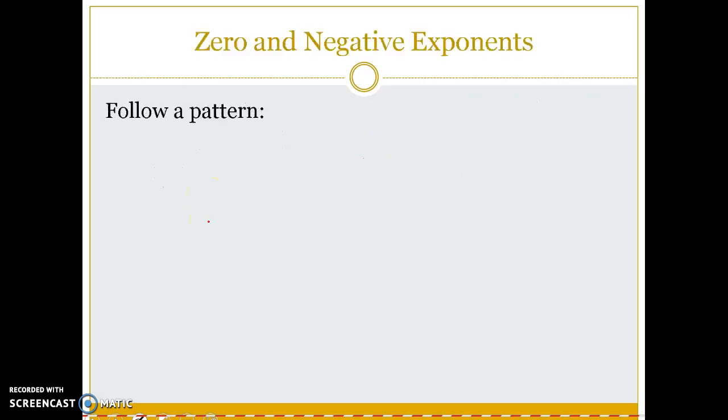So we're going to talk about what happens specifically when you have a 0 exponent and a negative exponent. We're going to do this by following certain patterns. We're going to start with 2. Let's say we start with 2 to the first power. We have 2 to the second power, 2 to the third power, and 2 to the fourth power. And we want to figure out what all of these are equal to.